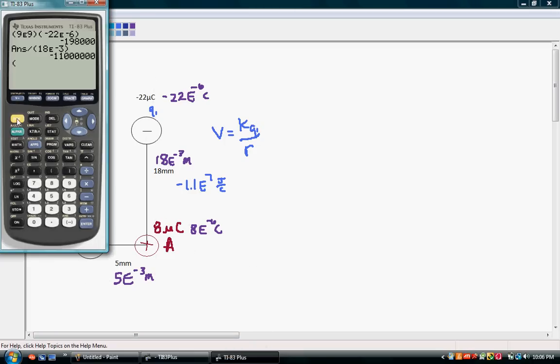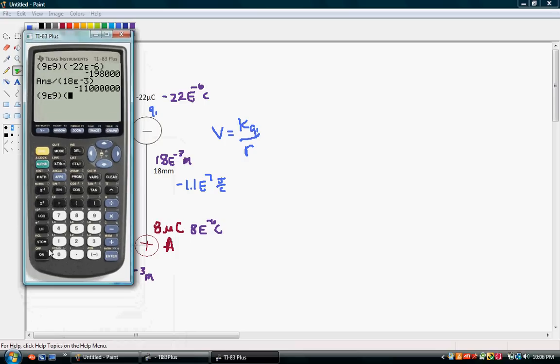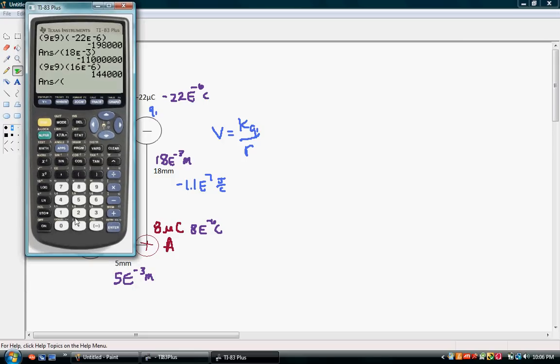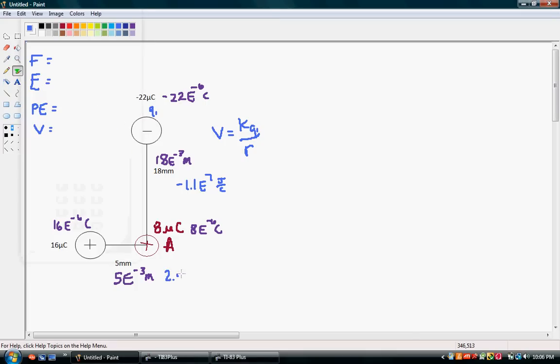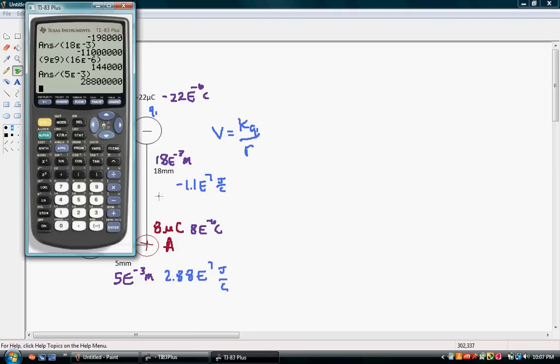And then to do the voltage for the second one, do Coulomb's constant, K times our second charge, which was 16 e to the negative 6, divided by R, which was 5 millimeters. And we get 2.88 e to the 7 joules per coulomb. Now, since voltage is a scalar, we can actually find our total voltage by just adding these up.